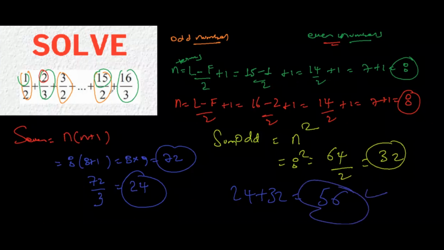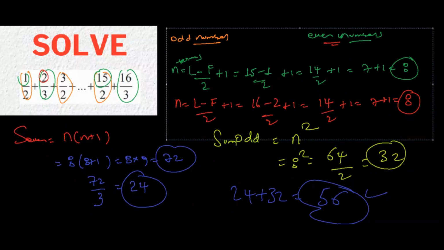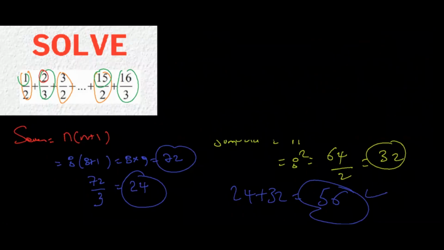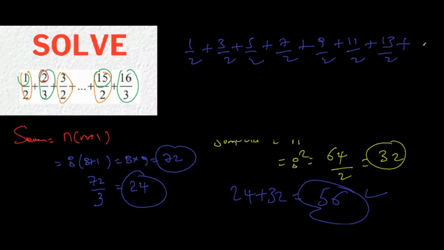You can also just separate them. In method 2, you can separate them and just solve them. For example, what does it mean? 1 over 2 plus 3 over 2 plus 5 over 2 plus 7 over 2 plus 9 over 2 plus 11 over 2 plus 13 over 2 plus 15 over 2.